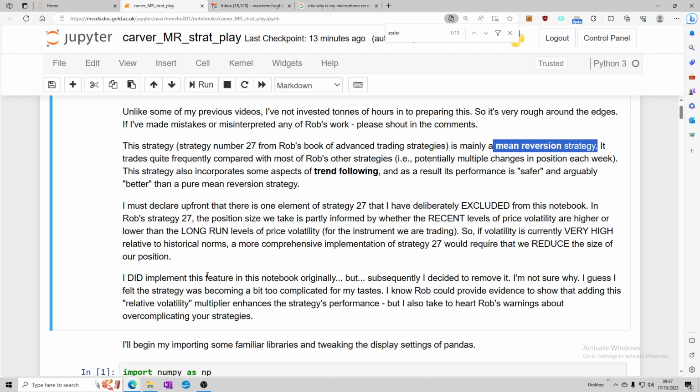I did implement this feature in this notebook originally, but subsequently I decided to remove it. I'm not sure why. I guess I felt the strategy was becoming a bit too complicated for my tastes. I know Rob could provide evidence to show that adding this relative volatility multiplier enhances the strategy's performance, but I also take to heart Rob's warnings about overcomplicating your strategies.